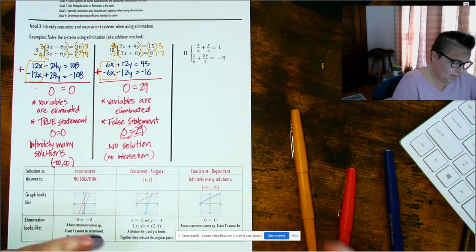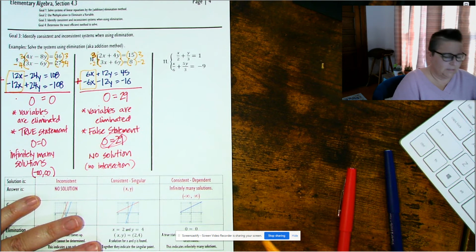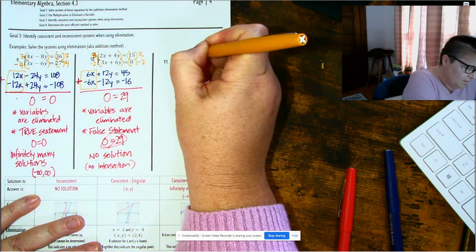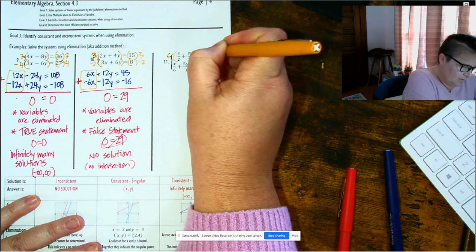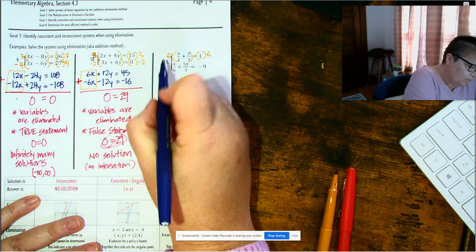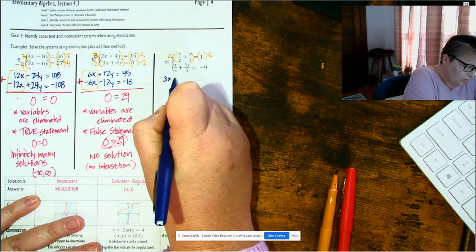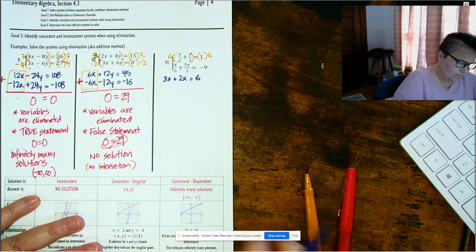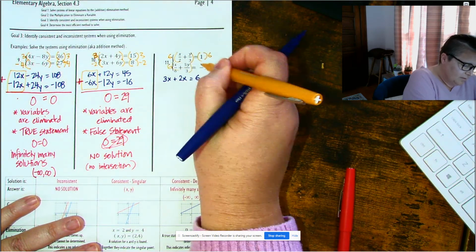Okay, so if we look at problem number 11, Amy gave you one with all kinds of fractions again. What was Amy thinking? I am going to multiply this one by 6, this one by 6, and that's going to give me 6 over 2 is a 3x, 6 over 3 is a 2x, 1 times 6 is 6. And I'm going to multiply this one also by a 6.